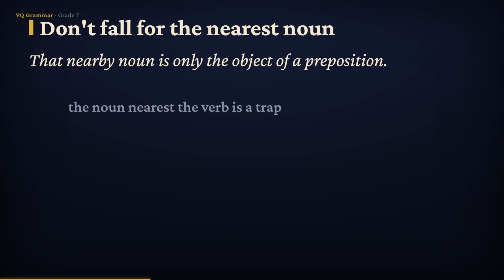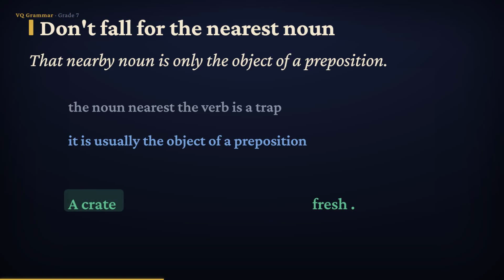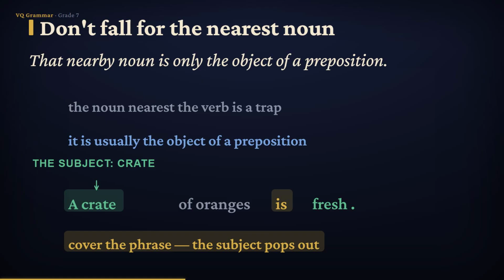Let's name the trap directly, because it catches almost everyone. The noun sitting nearest to the verb is a trap. Very often, that nearby noun is just the object of a preposition, dressed up to look like the subject. Look here. A crate of oranges is fresh. Oranges is plural, and it sits right next to the verb, so your ear wants are. But oranges is only the object of. Cover the phrase, and the subject appears. Crate, singular. So the verb is. A crate is fresh, no matter how many oranges are inside.